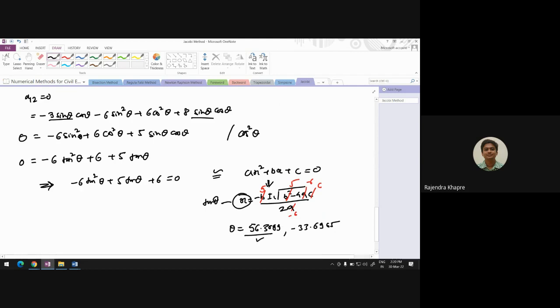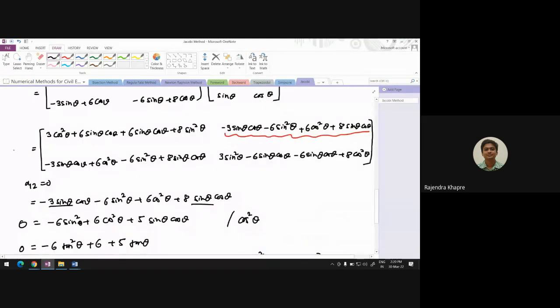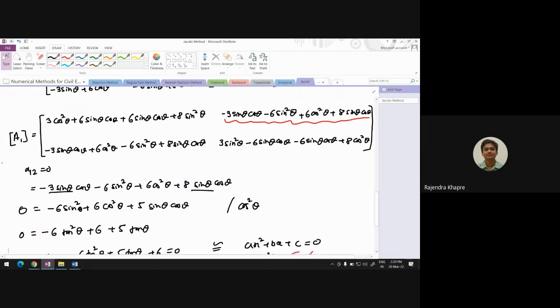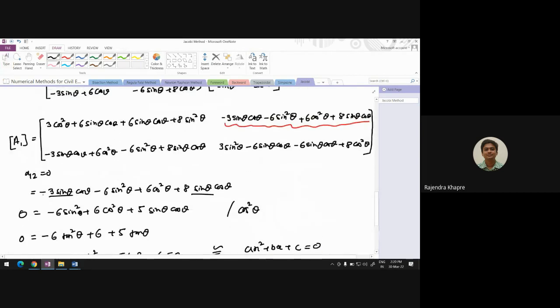Okay. So if you substitute the value of theta in this particular expression, this entire matrix that you have is your A1 matrix. So now you know the value of theta. You just substitute the value of theta so that you can get the A1 matrix. Do it now.